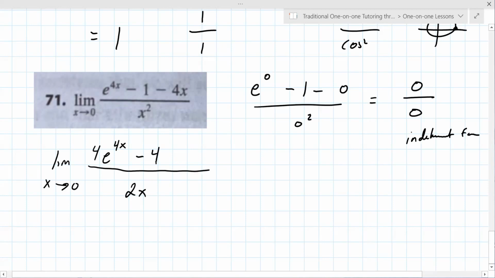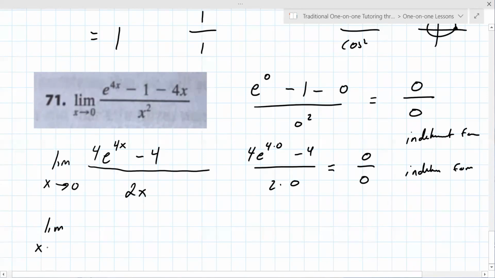And then you try it again. And this is probably something you know in real life. You try something, it didn't work, or it kind of worked, you don't really know. So you do something else and you try it again. Maybe if you worked on a car or something, you try something. So here, you can put 0 in again. So it's 4e to the 4 times 0 minus 4 over 2 times 0. And this again equals 0 over 0. Indeterminate form again.